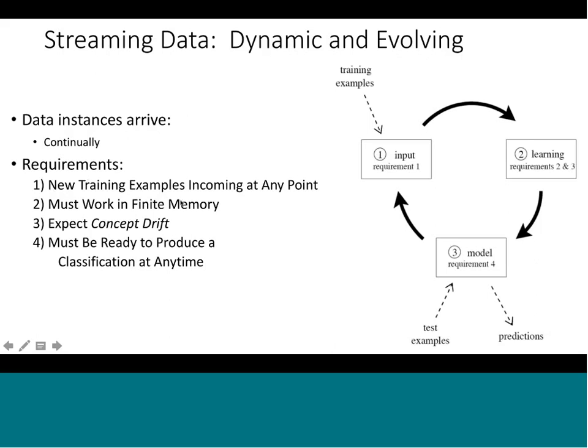And so we have to be able to train examples coming in at any point. Many of these systems work in finite memory, especially online systems. And we have to expect concept drift. So concept drift means that this model is dynamic, that the underlying model of today's data is not necessarily the underlying model of tomorrow's data. However, there might be a correlation. And so you have perhaps this drift of concepts that you could follow and be able to predict in the future. And then finally, you have to be ready to produce a classification at any time.